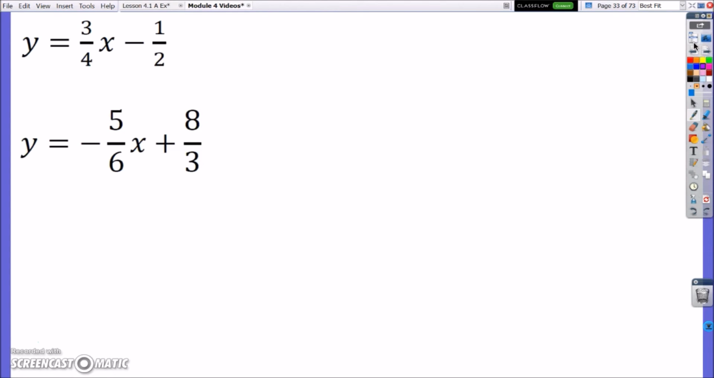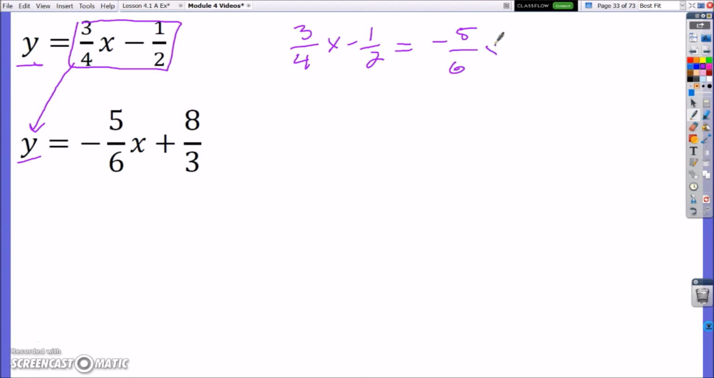All right, now let's go ahead and look at this one. This one's kind of a special case. It's a unique case scenario. I want you guys to notice that I have y equals on both of them and y is all by itself. When that happens, all you do is set the two equations equal to each other. So it'll be 3 over 4x minus 1/2 is equal to negative 5 over 6x plus 8 over 3.